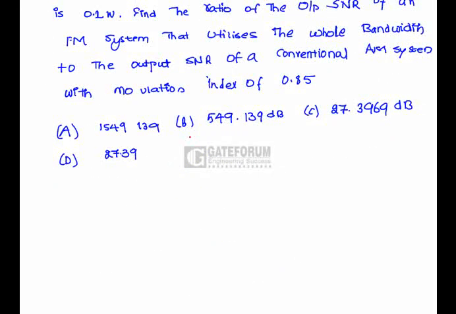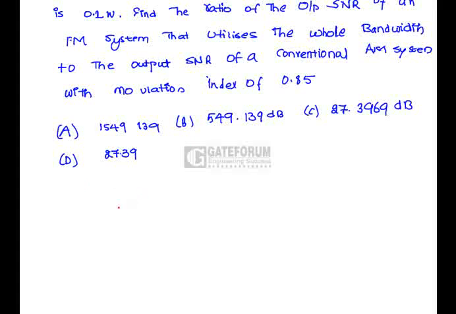Here the question is, a communication channel has a bandwidth of 100 kHz. This channel is to be used for transmission of an analog source m of t, where magnitude of m of t is less than 1, whose bandwidth is 4 kHz. The power content of the message signal is 0.1 watt. Find the ratio of the output SNR of an FM system that utilizes the whole bandwidth to the output SNR of a conventional AM system with a modulation index of 0.85.